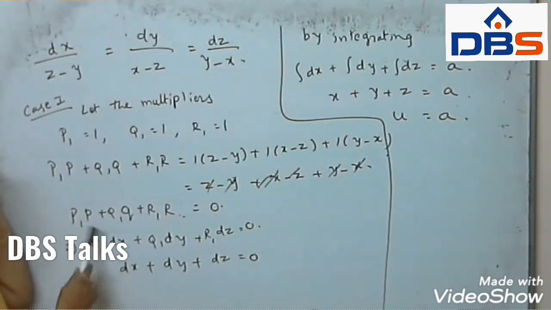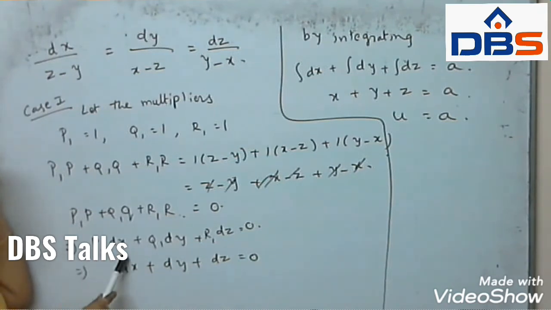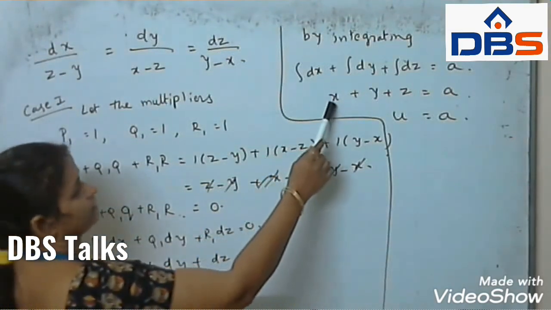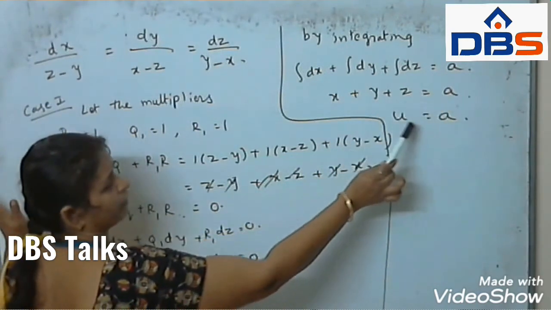P1p plus Q1q plus R1r equal to 0. Already I have told you, we have to select P1, Q1, R1 such that P1p plus Q1q plus R1r equal to 0. So now it is 0. So P1 dx plus Q1 dy plus R1 dz equal to 0. 1 dx plus 1 dy plus 1 dz equal to 0. By integrating this, we will get x plus y plus z equal to a. That means u equal to a.